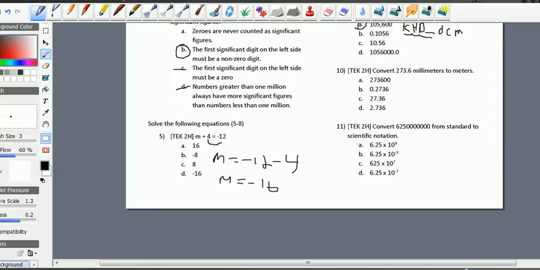Number 10, millimeters to meters. Gotta go left, 3 spaces. Millimeters, 1, 2, 3, as you can see here, right? So that should give me 0.2736. Scientific notation, you always want to have one number in front of your decimal. Can't be C. I'm counting from the left, 1, 2, 3, 4, 5, 6, 7, 8, 9. So if I go left, it's the opposite, so it should be A.